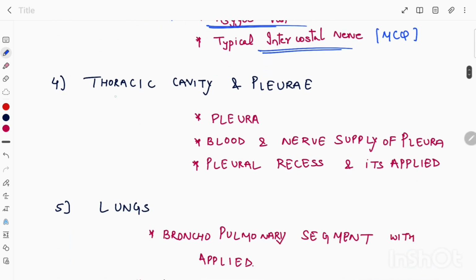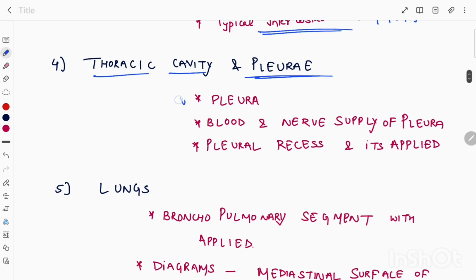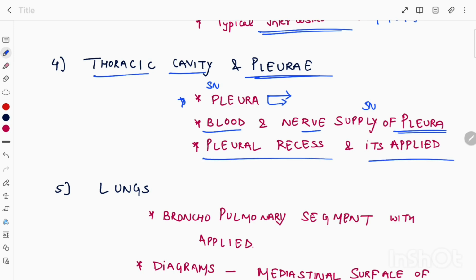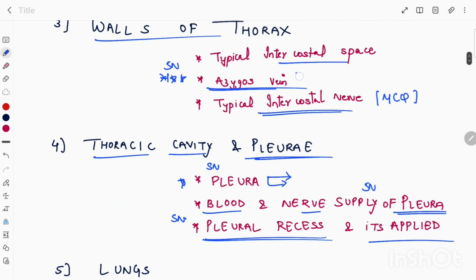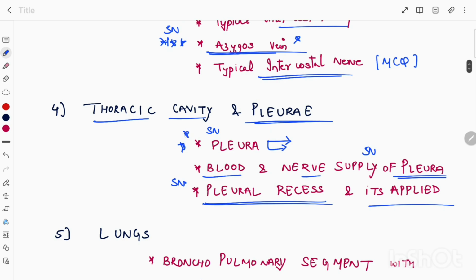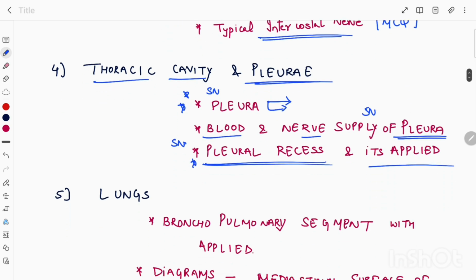Then if you talk about the fourth chapter, that is the thoracic cavity and pleurae. Pleurae are very important. For both types of pleurae, you should prepare a short note. And the blood and nerve supply of the pleura are also important. You can get a short note on this also. Then there is the pleural recess and its applied aspects. This is very important. A short note can come on the pleural recess. So if we see, the azygos vein is a must, pleurae are a must, and its recesses are also a must.